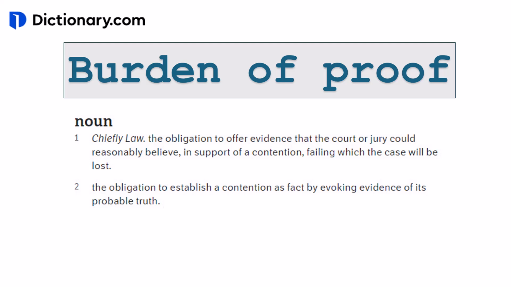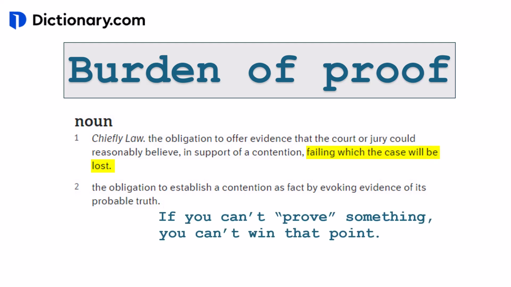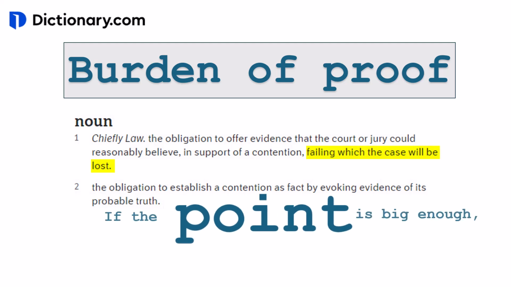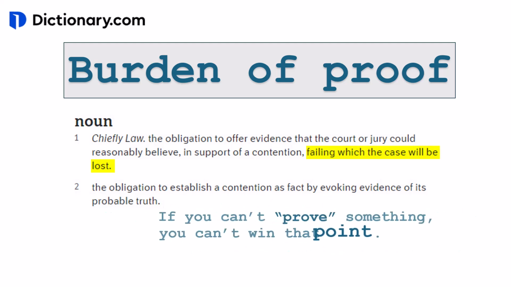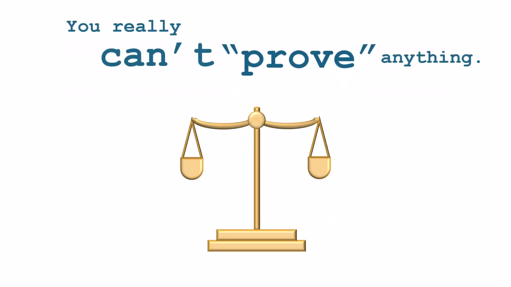Look at the last part of the first definition, failing which the case will be lost. That means that if you can't prove something, you can't win that point. And if that point is big enough, you will have lost the entire argument, even if your opponent hasn't said a thing. Prove is in quotes, as you really can't prove anything. You can, however, prove to some degree. The threshold for proof varies depending on the situation.